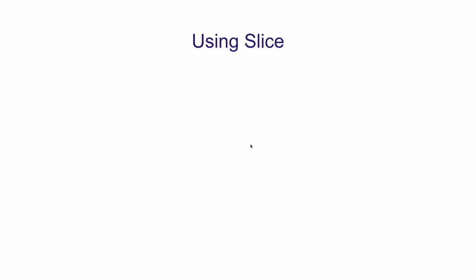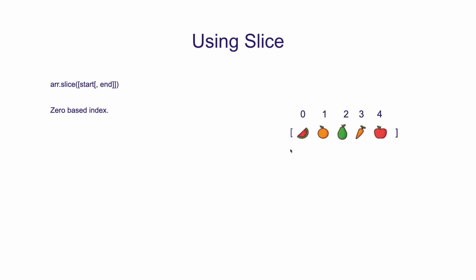Now we will talk about how to use slice. Here you can see the syntax of slice. It takes two parameters, start and end. Both of these parameters are optional. Slice uses a zero-based index. What does zero-based index mean? This means that the element at position 1 can be referred to with index 0, the element at position 2 with index 1, the element at position 3 with index 2, and so on. The slice function returns a new array with a shallow copy from start to end. Here the important point to notice is that end is not included.